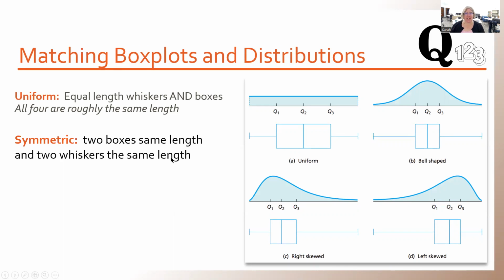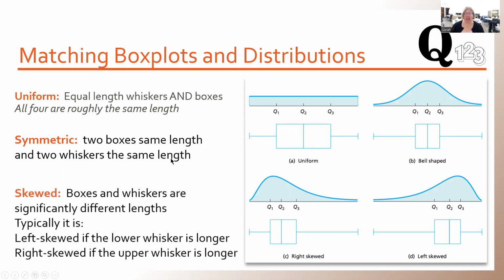Right, the last one is a skewed distribution. And in a skewed distribution, you have one side that trails off. And the same thing is going to happen with your box plot. So you have one part of the box and one of the whiskers is going to be a whole lot longer than the other one. And that's how you know that the box plot is skewed.